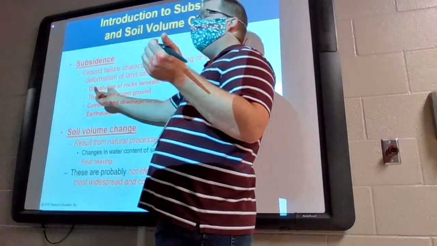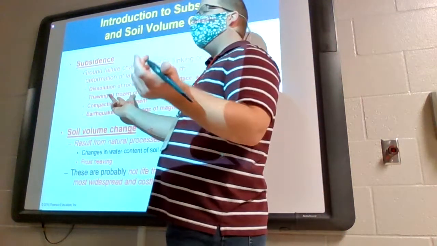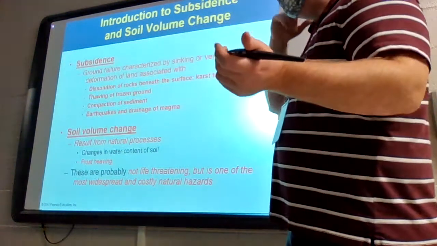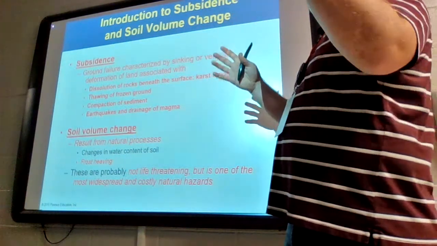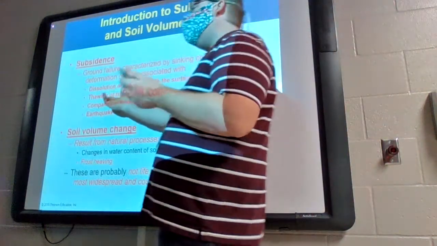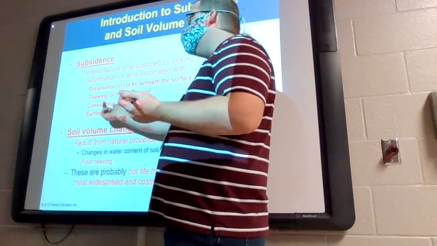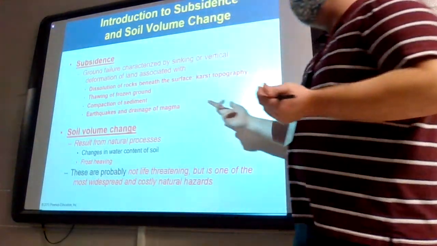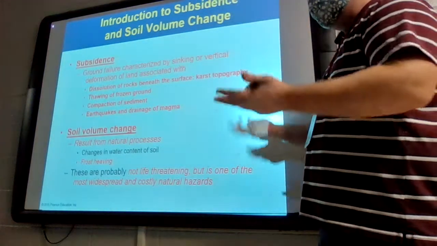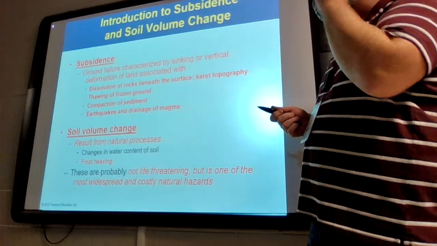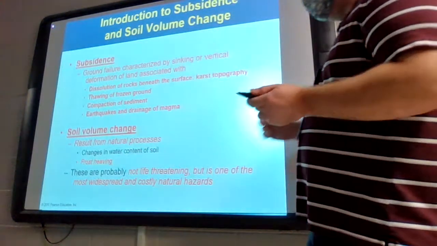You can have the ground beneath you dissolve, so dissolution of rocks beneath the surface, thawing of frozen ground. We don't really have that here in Texas, but if you move further north, there's tundra. The ice is going to take up a certain volume. If it starts to thaw, that volume is going to shrink down, and you could have subsidence happen. Compaction of sediment, earthquakes, and draining of magma. There's all sorts of things that can contribute to the bottom of your land dropping out from underneath you.